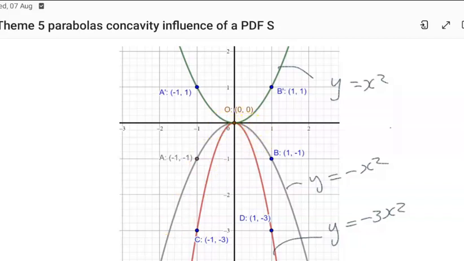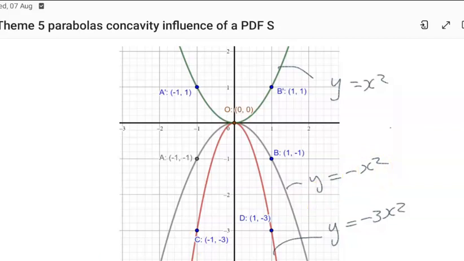So that value, minus 1, is now 3 times bigger, but in the negative direction. Also note that the red graph is squeezed tighter around the y-axis, so it's narrower than the grey graph or the green mother graph, much narrower because it grows faster than the original graph y equal to minus x squared.